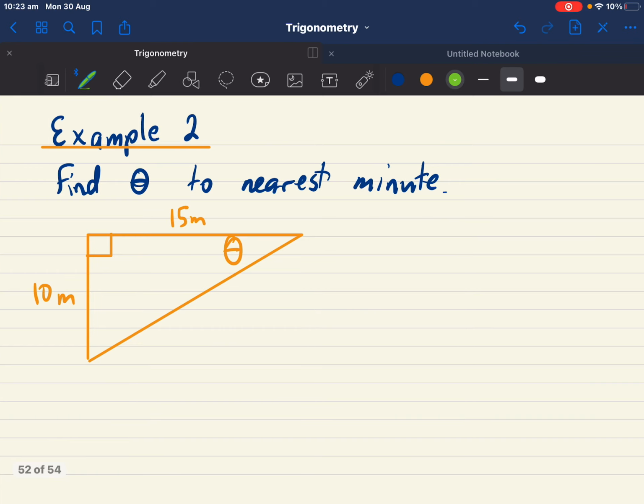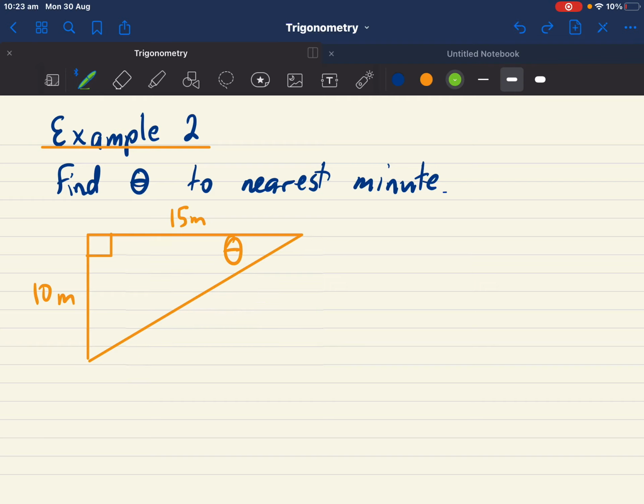All right, example 2. Yet again, we're going to find the size of this angle, but this time it's to the nearest minute. Makes no difference for us. The steps are all the same, really. We just have to press one extra button at the end. There's a blank side, which I'm ignoring. That was the hypotenuse, but hey, I'm not interested in that.